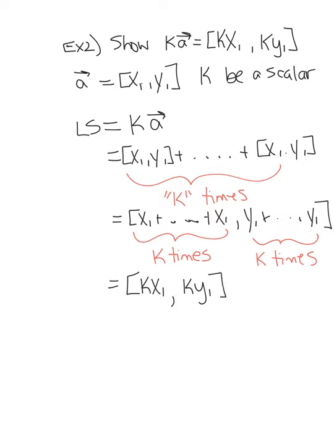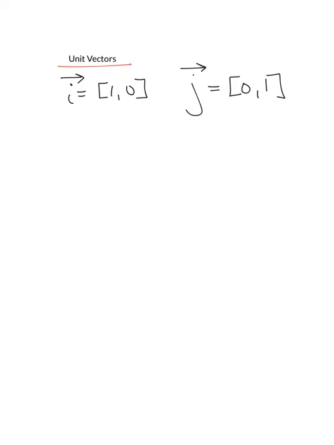Now, what I can see is that this is what my left side now looks like, and that looks exactly like what I wanted my right side to be. That's what my original right side is equal to. So therefore, we officially have left side is equal to right side.